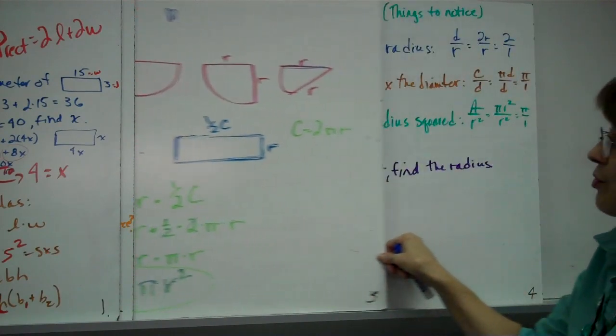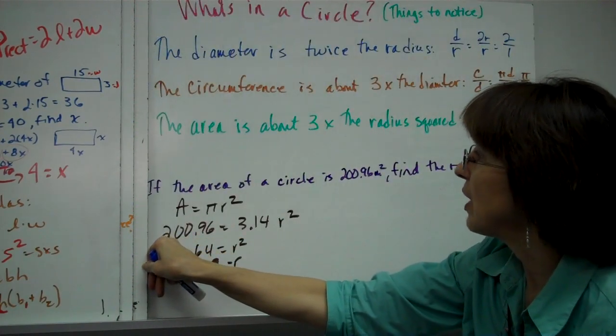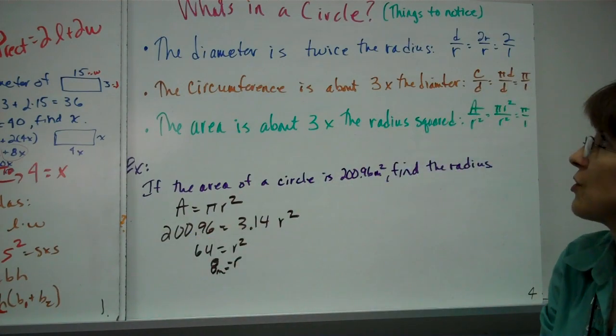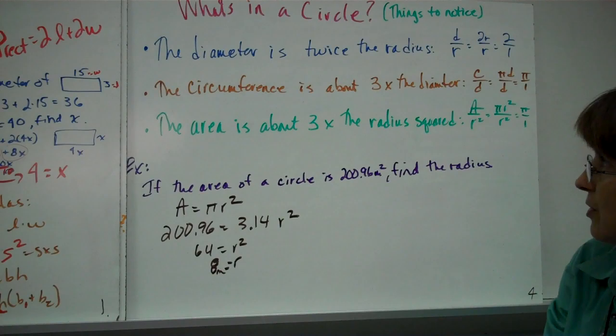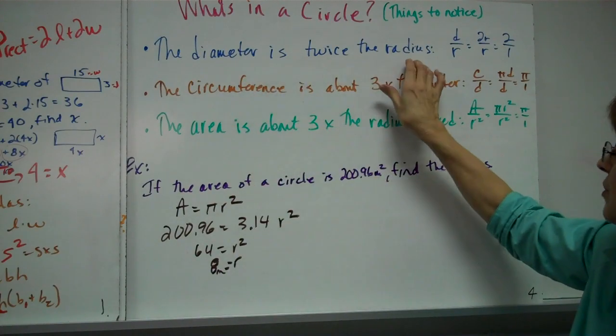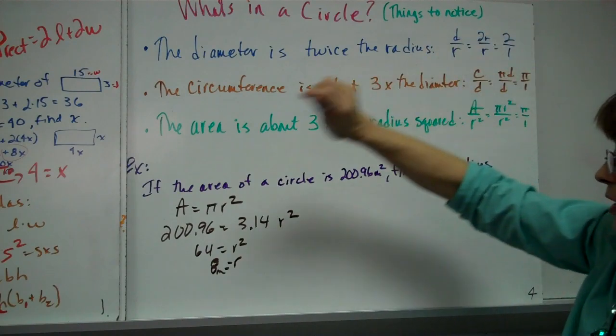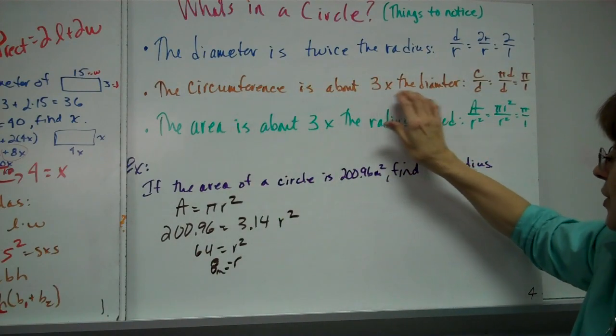Okay, now we've got to do some problems with it. Actually, before I do the problems, I just want to make some general statements. Okay, what's in a circle? In other words, things to notice. And we've talked about some of these already. The diameter is twice the radius. So if you do the diameter to the radius, you'll get a ratio of 2 to 1. Okay, the circumference, remember, is about 3 times the diameter.